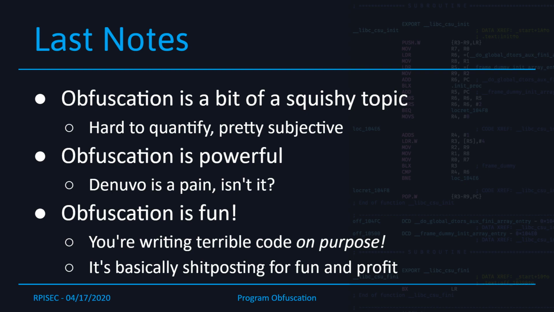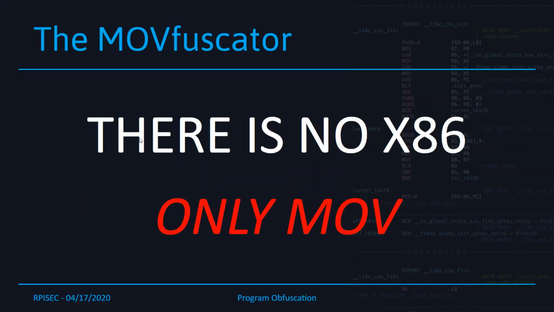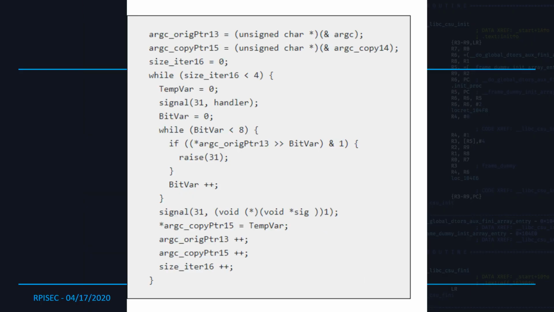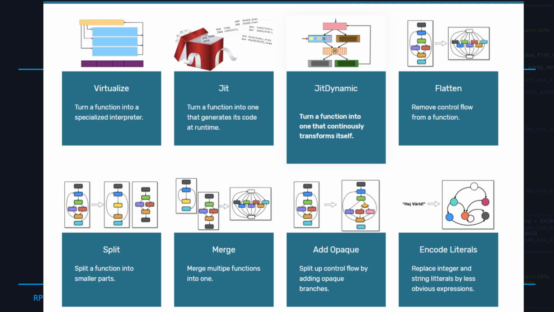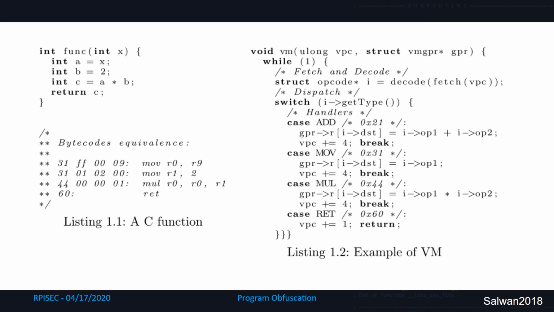And I think most importantly, obfuscation is kind of fun. You're writing terrible code on purpose, or shitposting for fun and profit, as I might say. So you're doing things that for any sane program should never be done. You should never do any of these things. None of this makes sense. But the beauty of obfuscation is that that's the point. It doesn't make sense.